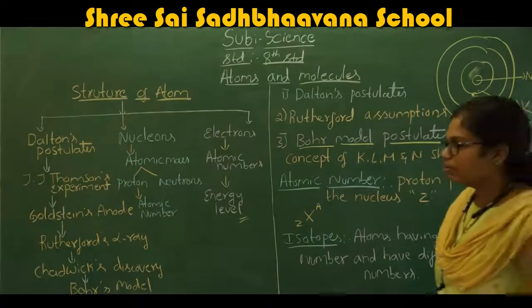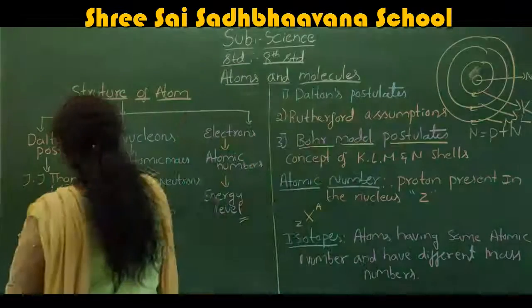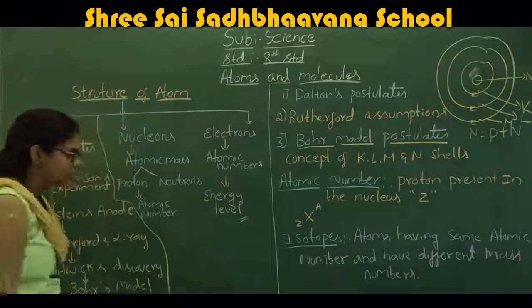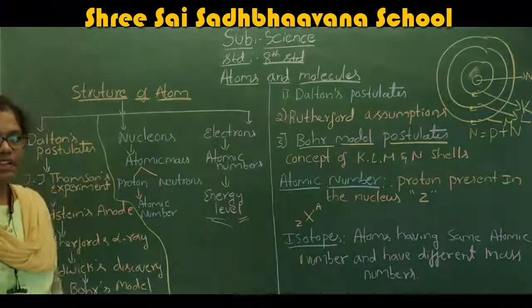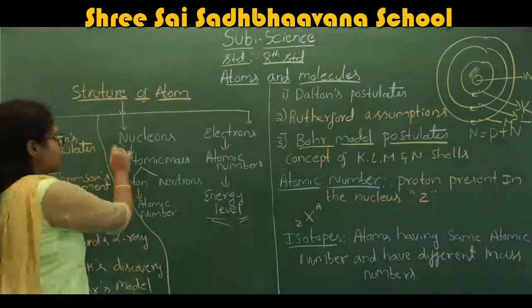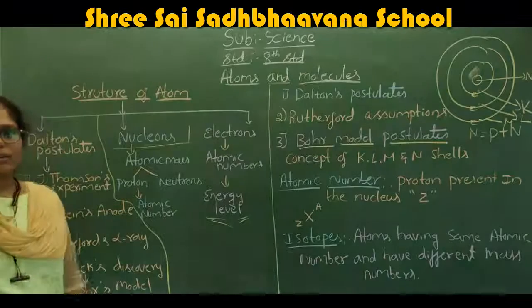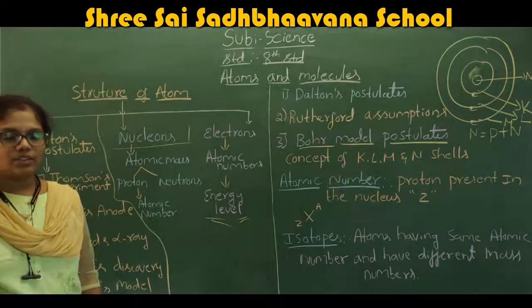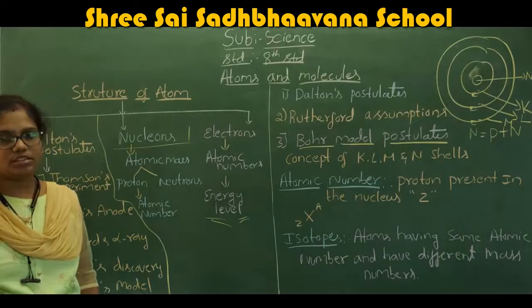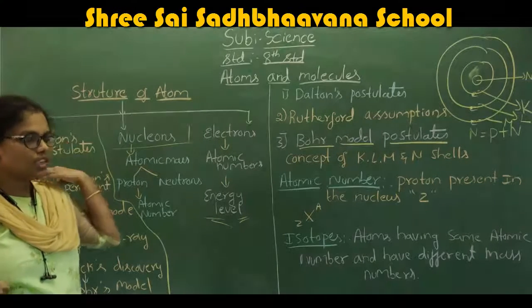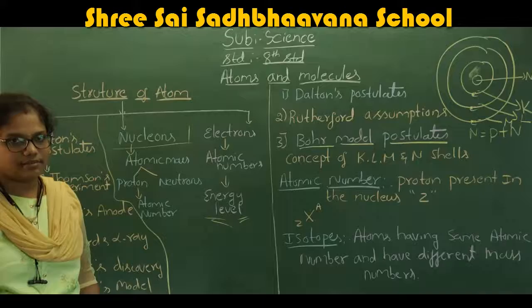Okay, we completed all those things, right? We completed this concept, and we also completed the energy level. Now, the nucleus concept is also completed. What are the things present in the nucleus? Protons and neutrons. Protons and neutrons together are called the nucleus.